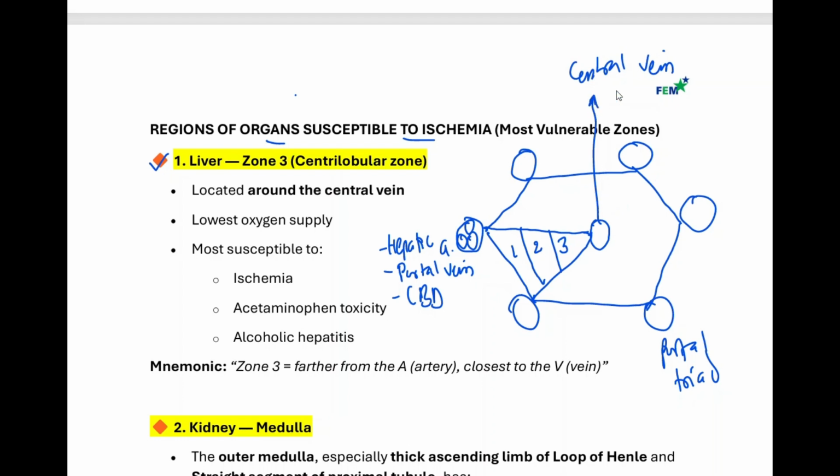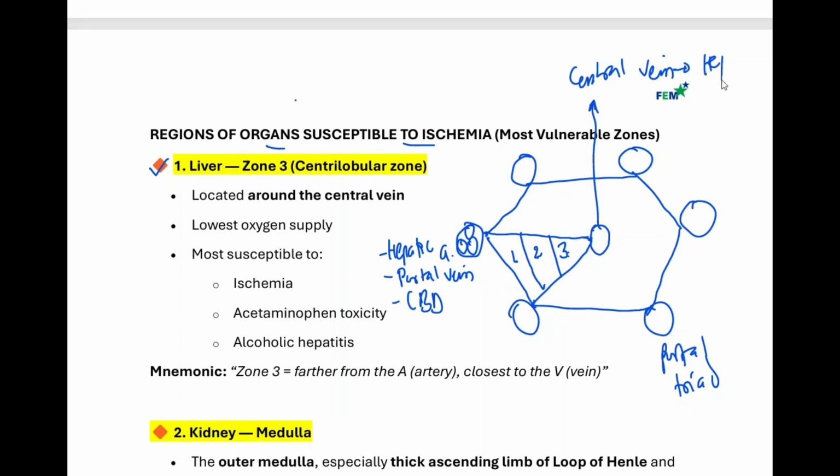And then the blood that goes to the central vein, right? The blood is going to move from zone 1 to zone 2 to zone 3. And then from the sinusoid, the blood will be dumped inside the central vein. From the central vein, where are they going to go? They're going to go into the hepatic vein, and then from the hepatic vein, inside the inferior vena cava. And from the inferior vena cava, they're going to go into the right side of the heart.